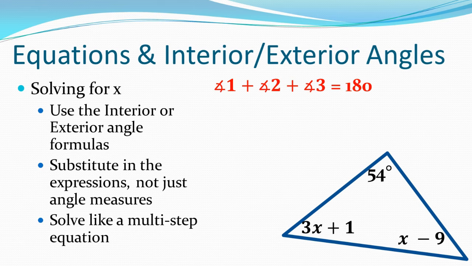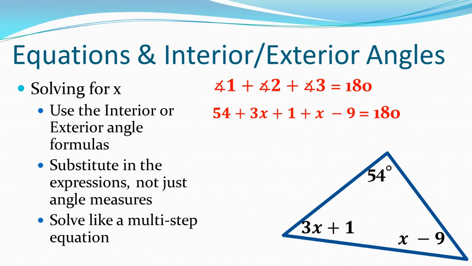I know that all three of those angles add up to 180 degrees. So I'm going to substitute in for angle 1, 54 degrees. For angle 2, I'll substitute in 3x plus 1. And then for angle 3, I substitute in x minus 9. I set that all equal to 180 degrees. All three angles are represented. 54, 3x plus 1, and x minus 9.